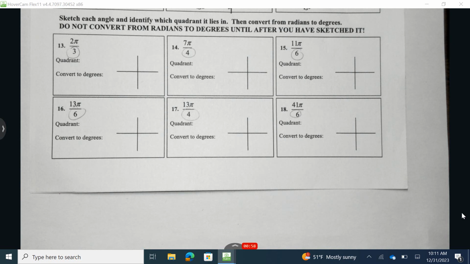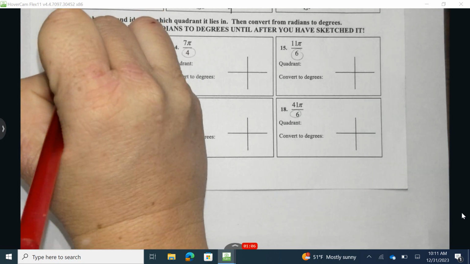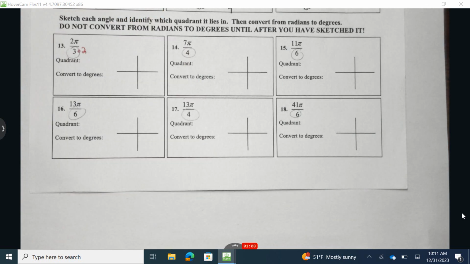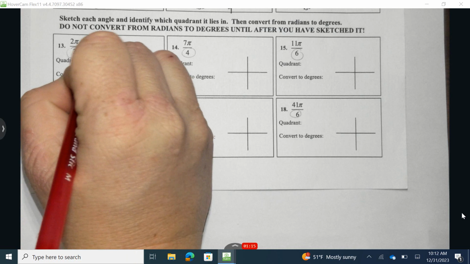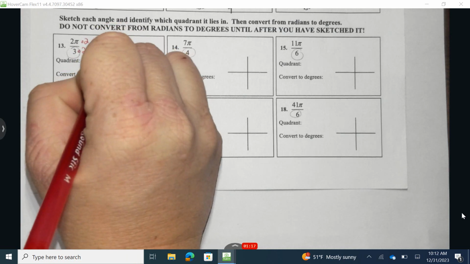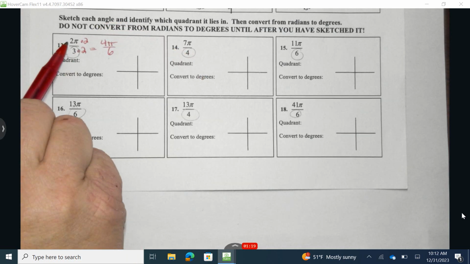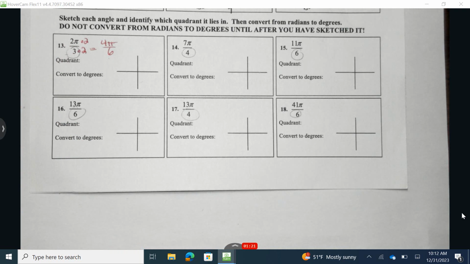I can, in fact, convert it into a 6. Now, how do I do that? I can only do that by multiplying or dividing. And in most cases, we'll multiply. So whatever I multiply to the denominator, I must also multiply to the numerator so it doesn't change the value of the original fraction. What does that mean? It means 4 pi over 6 is equivalent to 2 pi over 3.